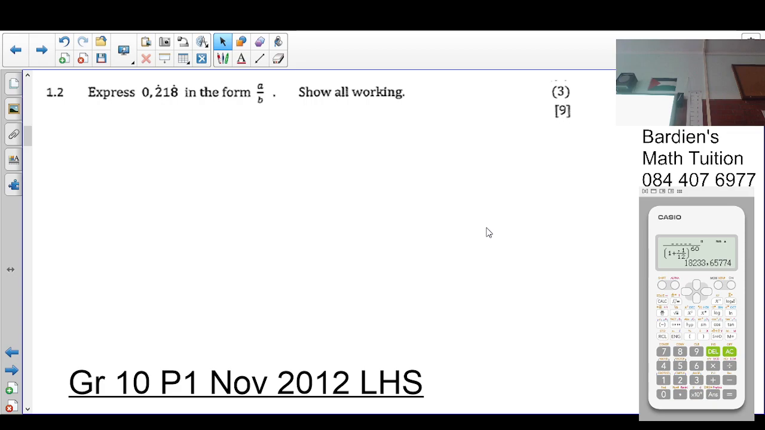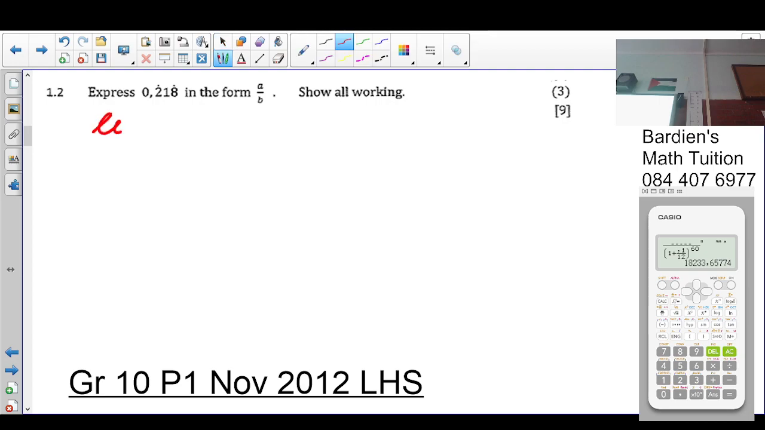Now, you are not required to do this in the exam, but because it is in the question paper, I'm going to answer it anyway. So if you don't understand, it's fine.